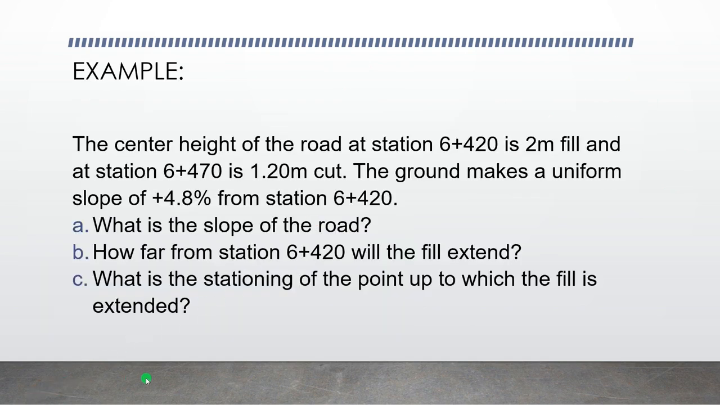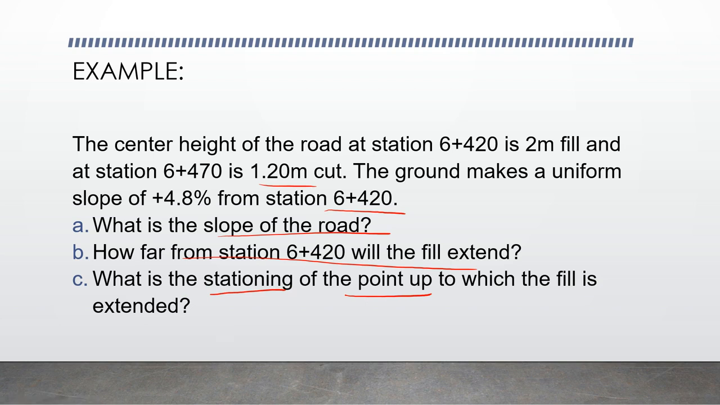Sample problem. The center height of the road at station 6+420 is 2 meters fill, and at station 6+470 is 1.2 meters cut. The ground makes a uniform slope of positive 4.8% from station 6+420. What is the slope of the road, and how far from station 6+420 will the fill extend? And what is the stationing of the point up to which the fill is extended?